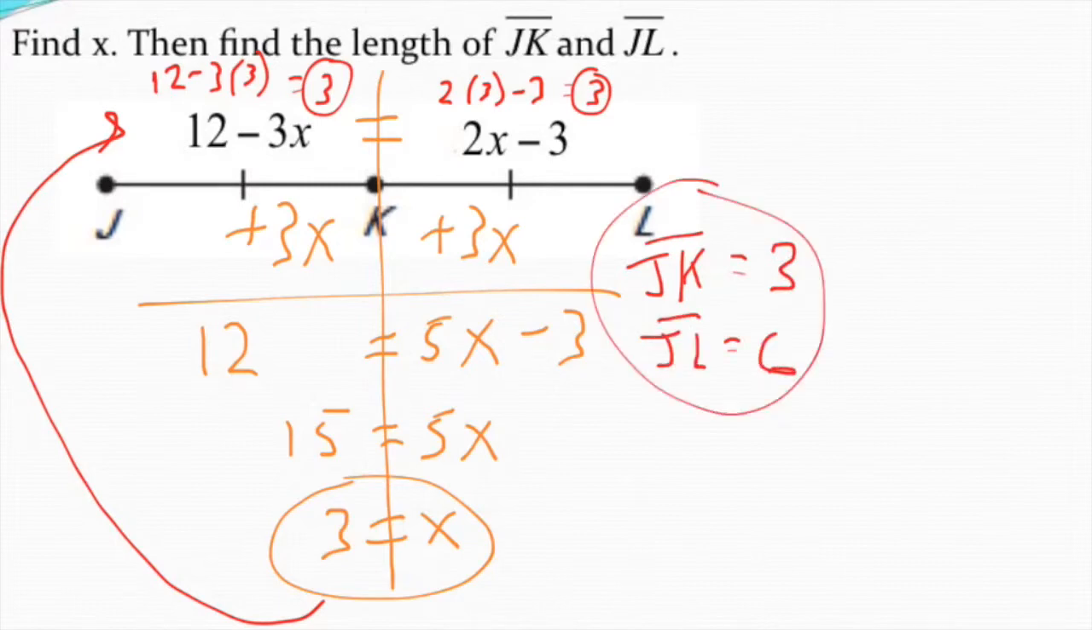And there you go, x should have been equal to 3. Once you went and plugged that back in, segment JK was 3 units long, and if you double that to get the entire segment, which is JL, that should have been 6.